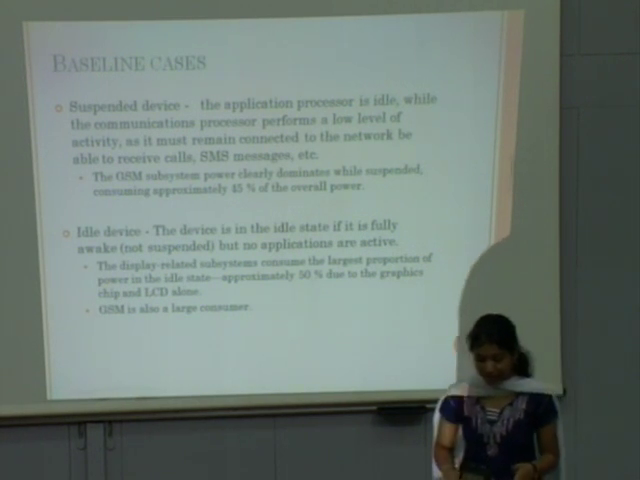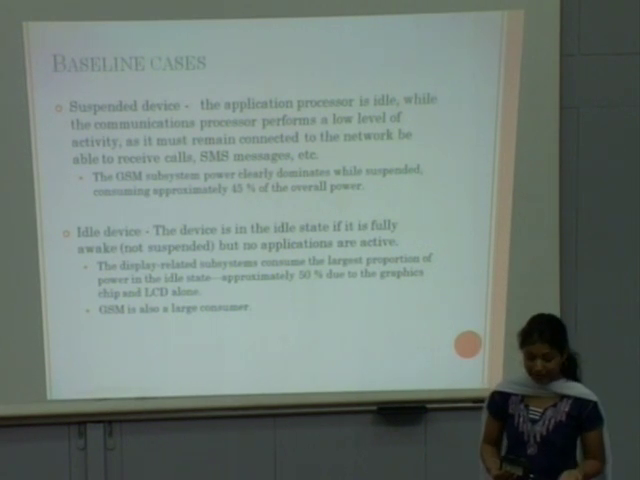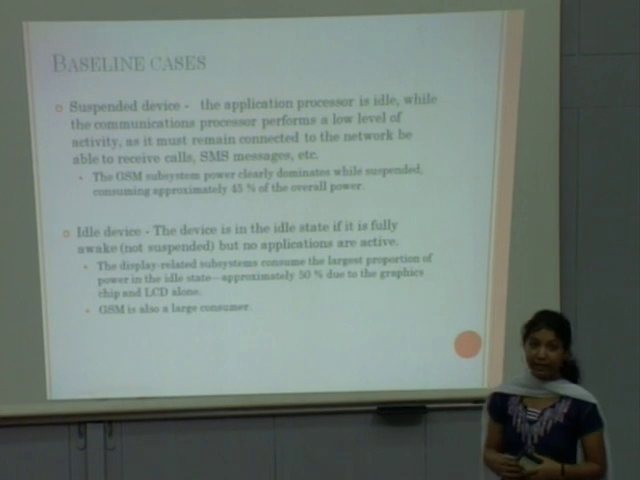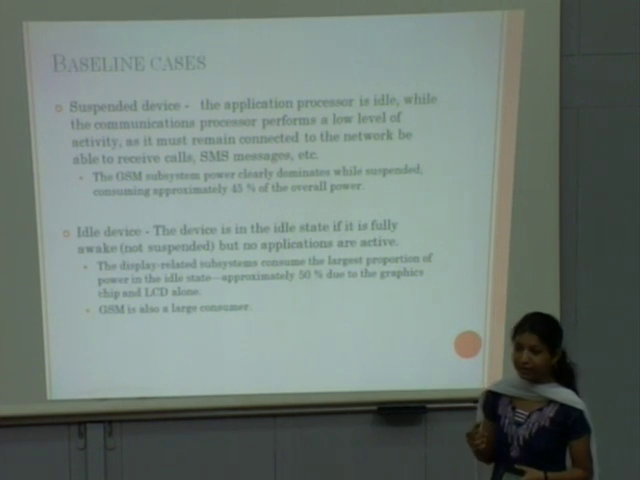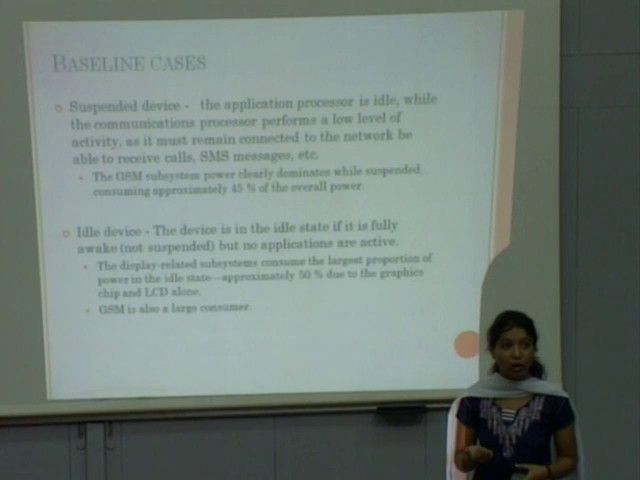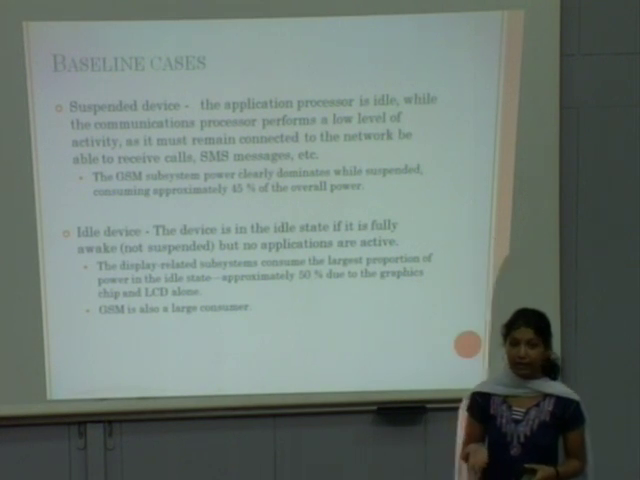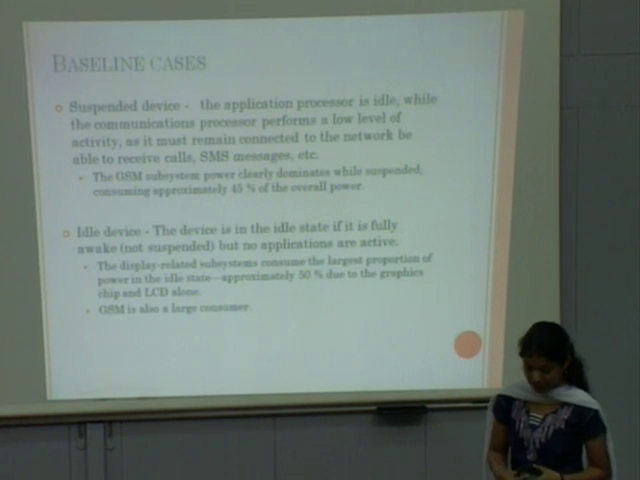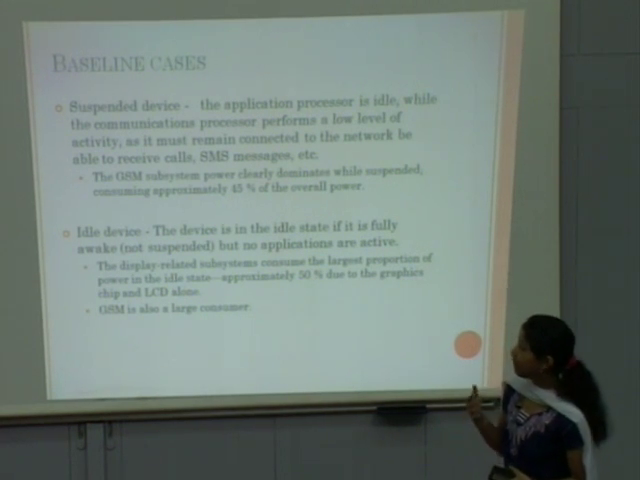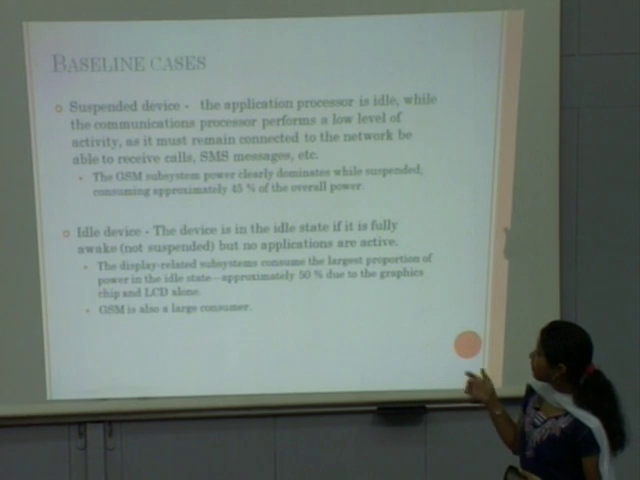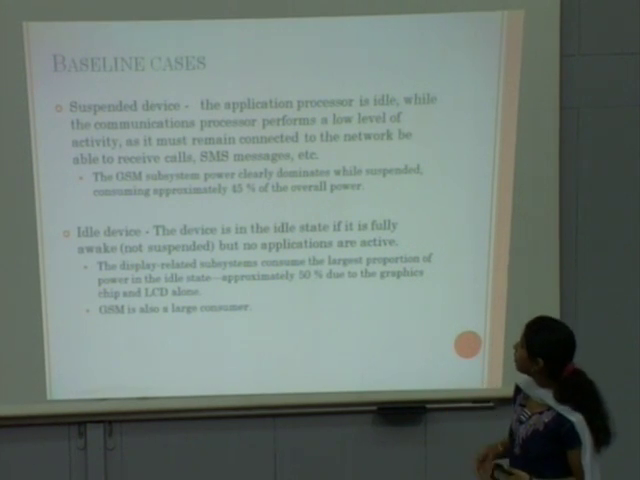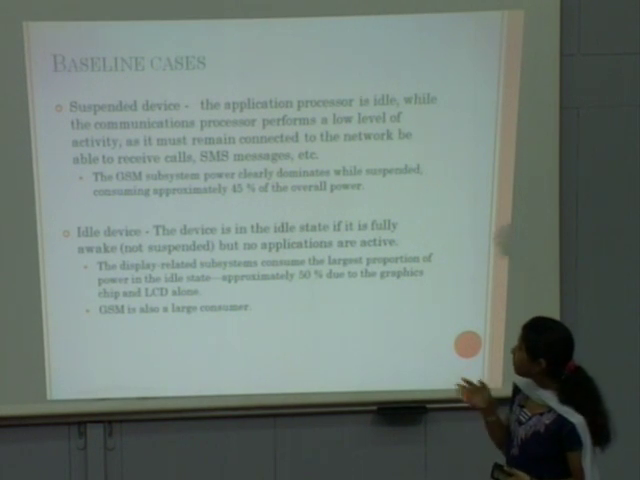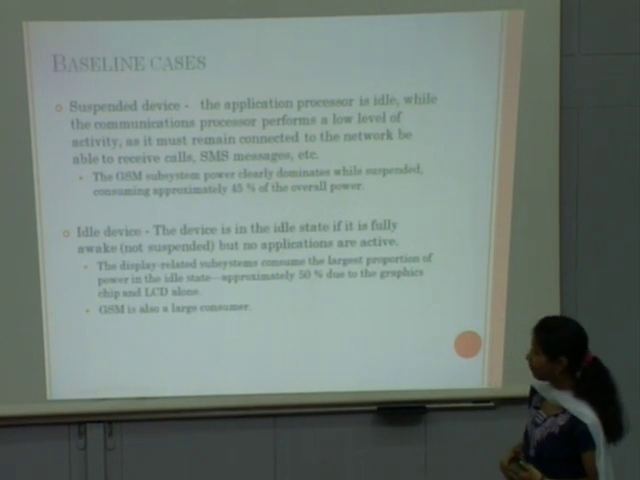The suspended device is one in which the application processor is idle and the communication processor performs certain activity, like network synchronization has to be done. If you want to receive a call, but you're not doing anything, in that case the device is a suspended device. In this case, the paper found that the GSM system dominates the power consumption, consuming about 40 to 45% of the total power.